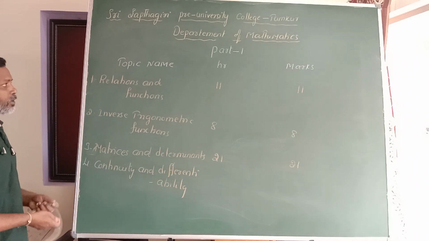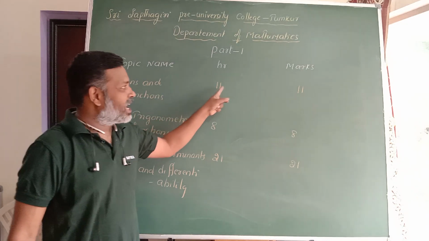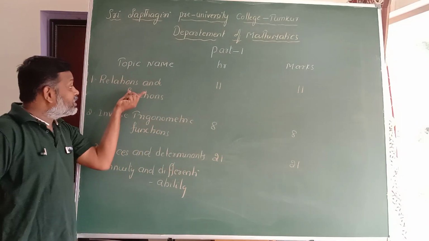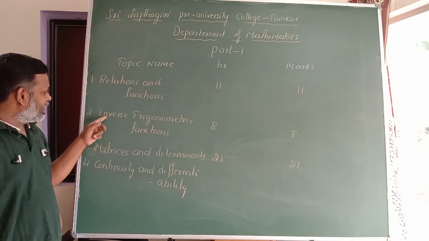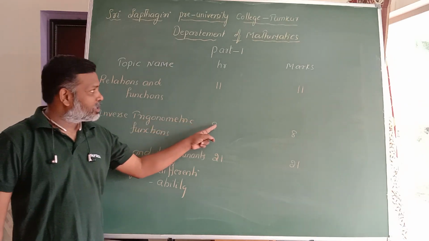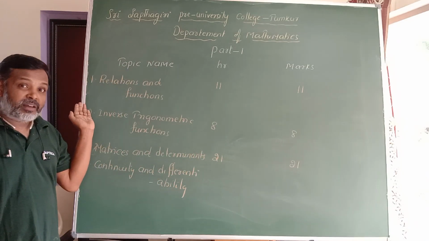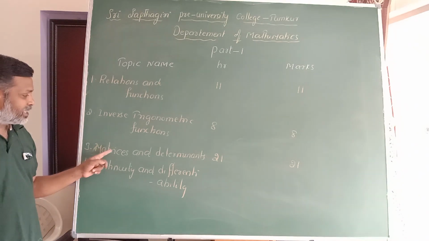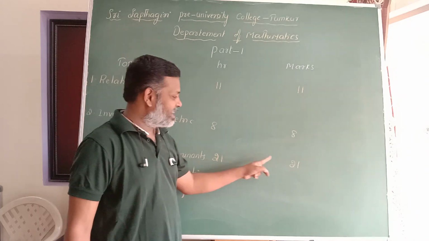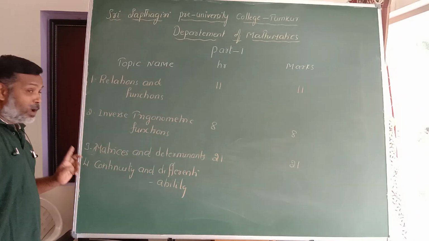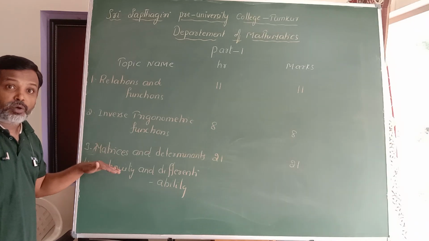You must understand this clearly. The first, relations and functions, has 11 hours of teaching and carries 11 marks. This topic is carried from first PUC, sets, relations and functions. The second is inverse trigonometric functions, 8 hours of teaching and 8 marks. This topic was also connected from your first PUC trigonometry. Matrices and determinants is a new topic, 21 hours of teaching and 21 marks. And from now onwards you will get the calculus part, a high scoring concept.